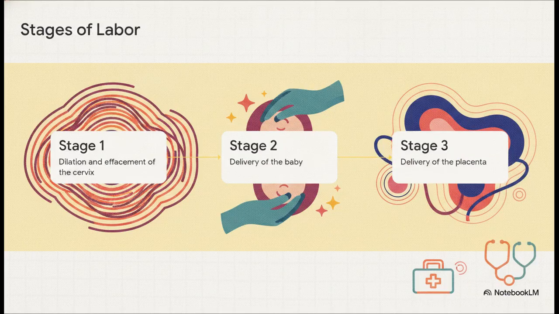Labor itself is divided into 3 distinct stages, and this provides the clinical framework for the whole management process. The progression goes from the initial dilation and effacement of the cervix to the delivery of the baby, and then finally wraps up with the delivery of the placenta. So when we talk about labor management for these 2027 codes, we're talking about the medical supervision and care provided across all 3 of these sequential stages.